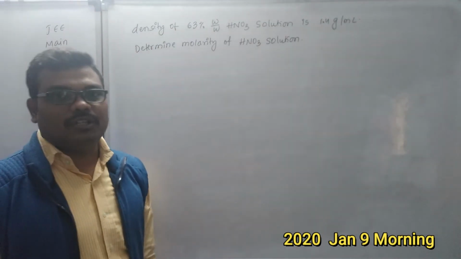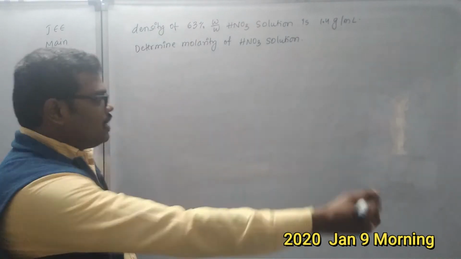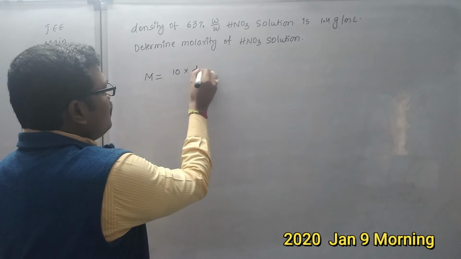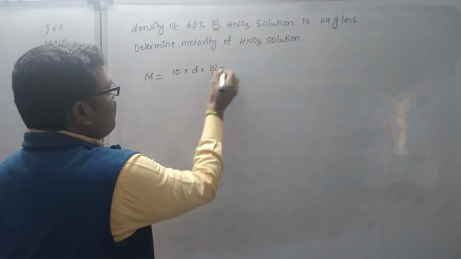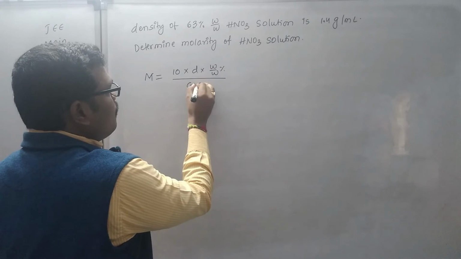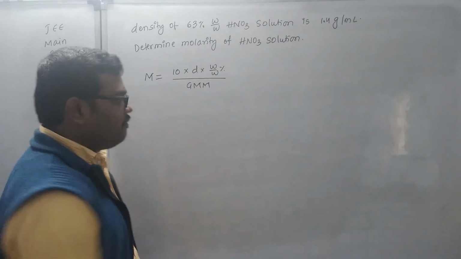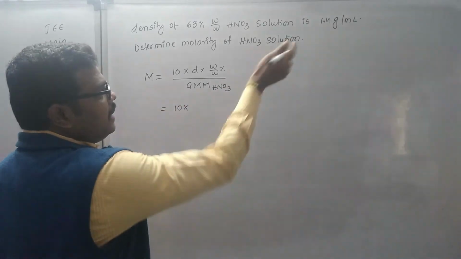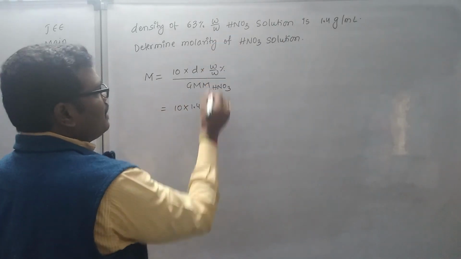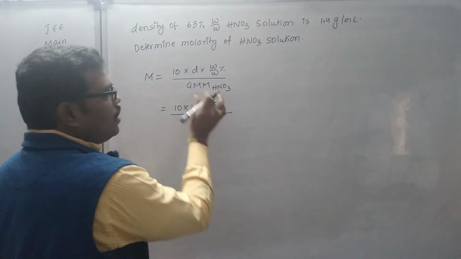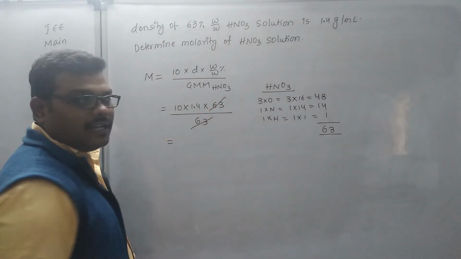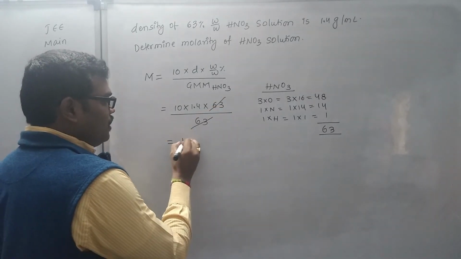Next question, density of 63% weight by weight HNO3 solution is 1.4 gram per ml. Determine molarity of HNO3 solution. It is very simple question. Directly we have a relation. Molarity is equal to 10 times density times weight by weight percentage by gram molecular mass of HNO3. So here 10 times what is given density? 1.4. Weight percentage is 63. Then what is gram molecular mass of HNO3? 63, cancel. Then 10 times 1.4, that is equal to 14.